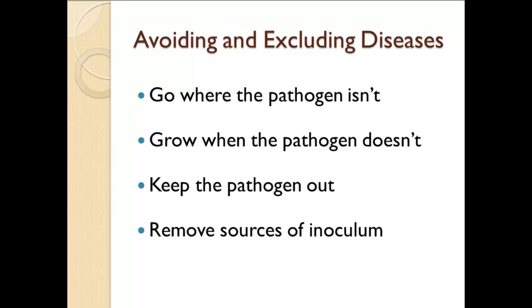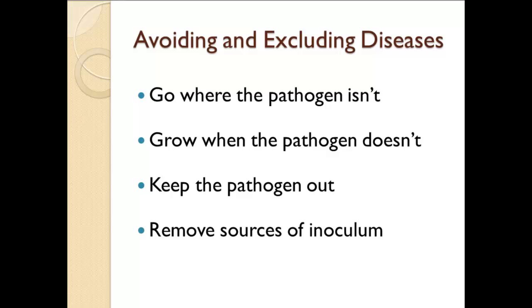So what are some things that we can do in terms of cultural practices to minimize the level of disease that we see? One is called avoidance, and that means avoiding or excluding the disease by making sure that the pathogen and the host don't come into contact. And there's a number of ways to do this. One is that you go to where the pathogen isn't, and that means that you plant your crop in an area where you know that the pathogen does not exist.